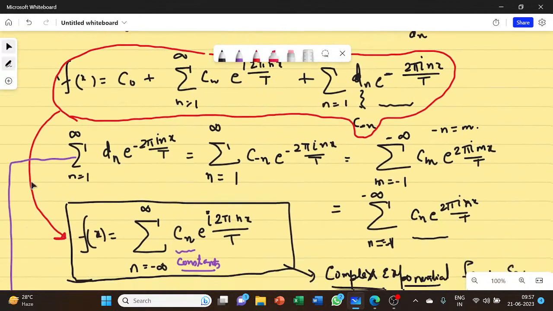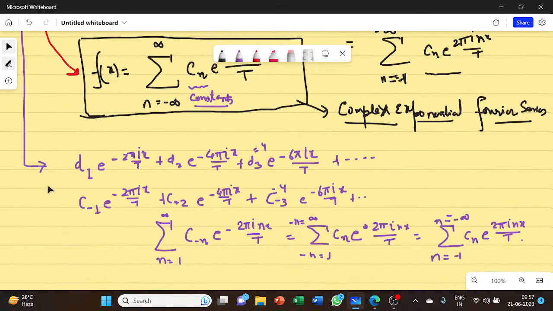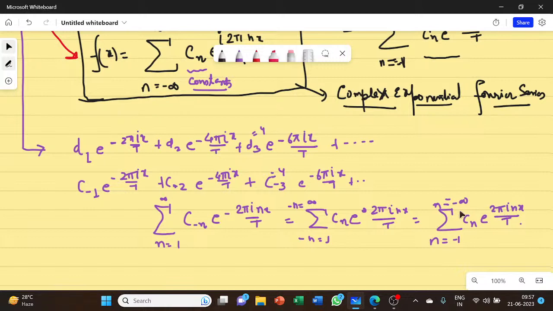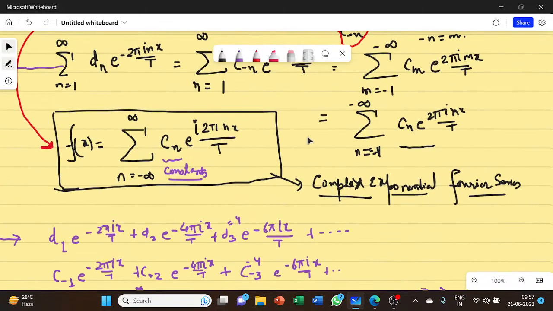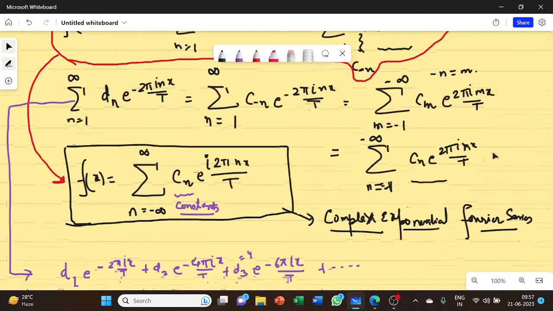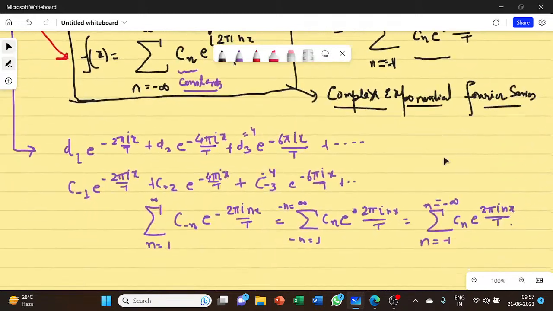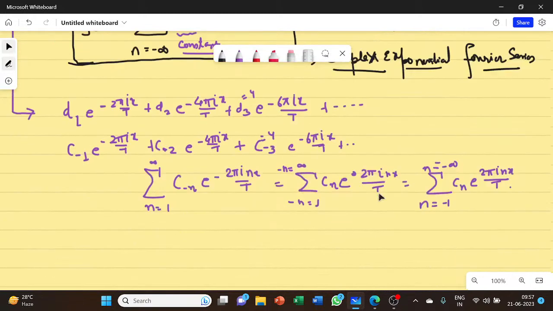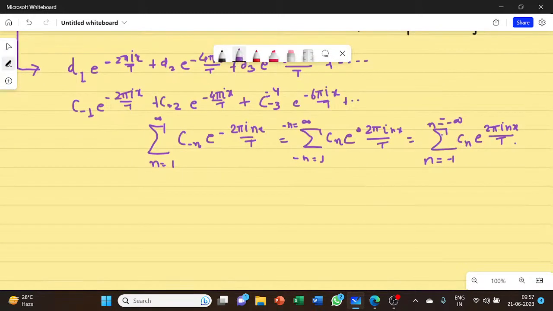So basically because of this particular thing, all these negative terms, negative in terms of powers, are getting assumed here. So the exponential has become positive. This is what I've written. So this will take care of all the negative power terms. You got this particular point, right?